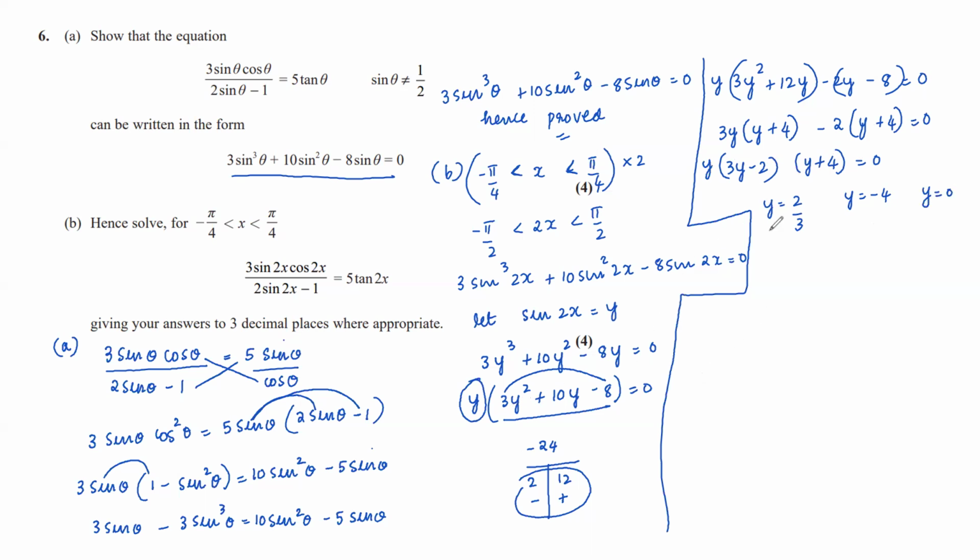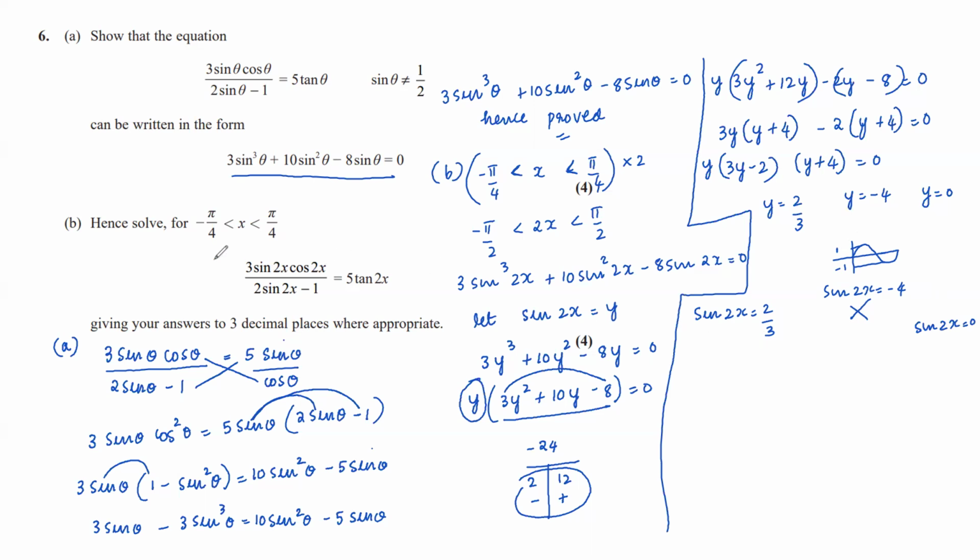Now instead of y, we have to take sin 2x, resubstitute it. So this will become sin 2x equals 2 by 3, sin 2x equals minus 4, and sin 2x equals 0. We know that the maximum and minimum values of sine are positive 1 and negative 1. So the sine value cannot be greater than 1 or less than minus 1. So this does not exist. We can ignore this. So sin 2x equals 2 by 3.